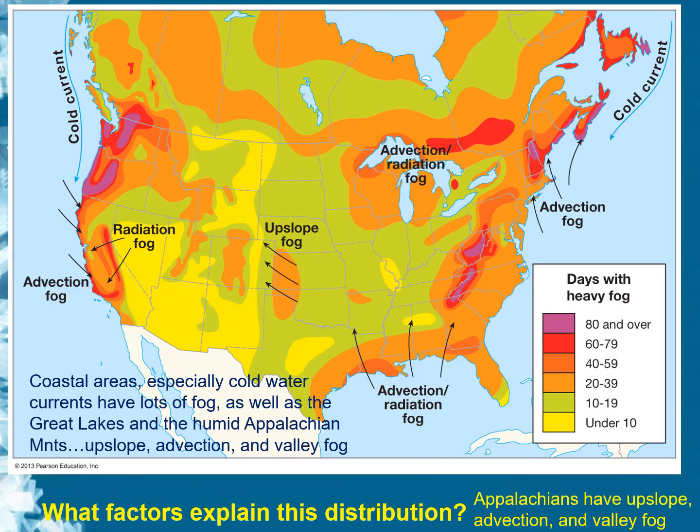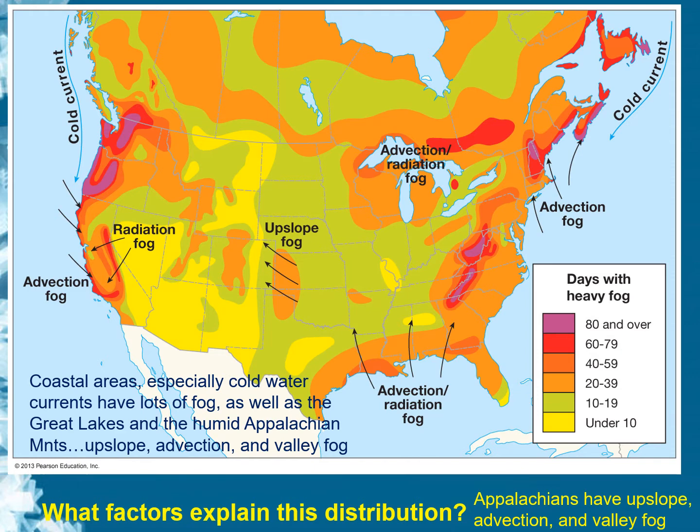So this is a neat little image here. We are looking at days with heavy fog. And of course the color coding there gives you an idea of how many days in a normal year you might have heavy fog. And then they have labeled some of these types of fogs. Okay, so what do we see? Coastal areas, especially where you have cold water currents, like on the west coast, have lots of fog. Advection fog, and of course they can have radiation fog as well. The Great Lakes have a lot of advection fog and radiation fog.